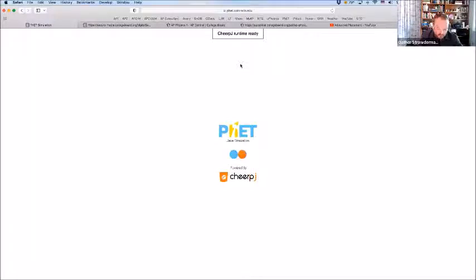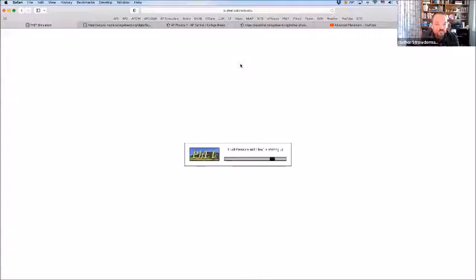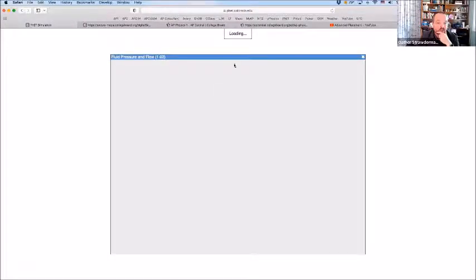Basically, there are some legacy simulations that FET has that don't play well with computers. And this is an example of it. And when you click on it, it's going to take a good minute to finally load up. And when it does, you're going to be able to investigate the factors that affect the pressure of a liquid. What are things that you can change that will affect the pressure?